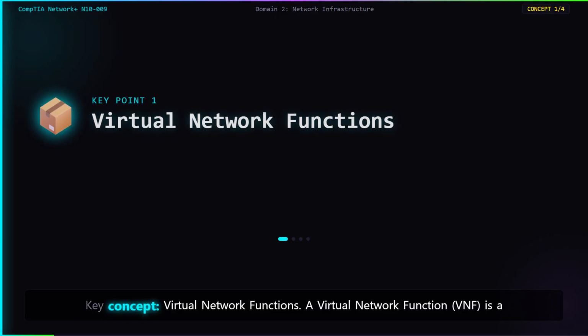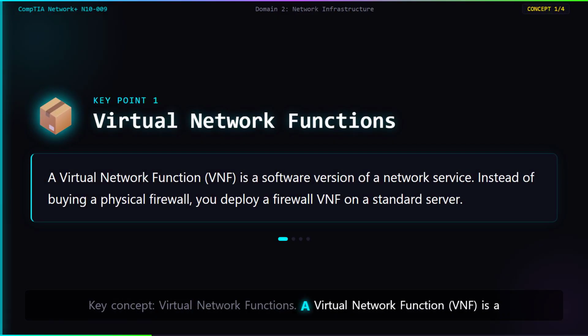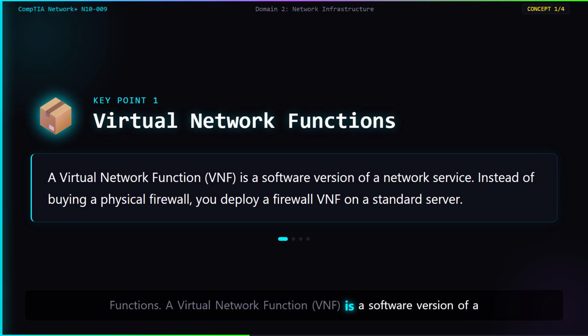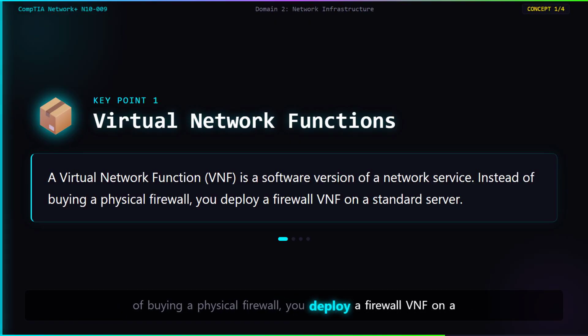Key concept: virtual network functions. A virtual network function, VNF, is a software version of a network service. Instead of buying a physical firewall, you deploy a firewall VNF on a standard server.